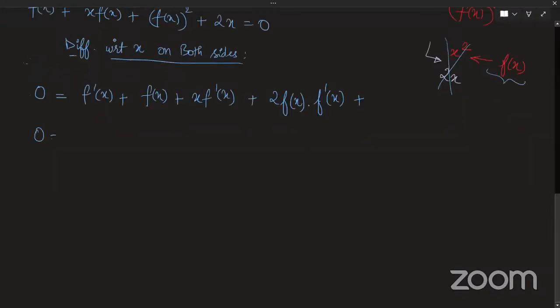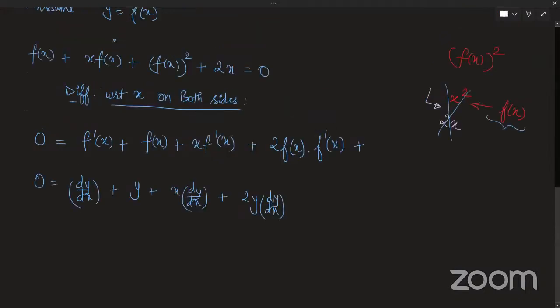So my equation becomes 0 plus dy by dx plus y plus x into dy by dx plus 2y into dy by dx, right? Plus it will be 2, right? So now I can separate out my dy by dx in terms of x and y, right? Is it possible? So we can do it.